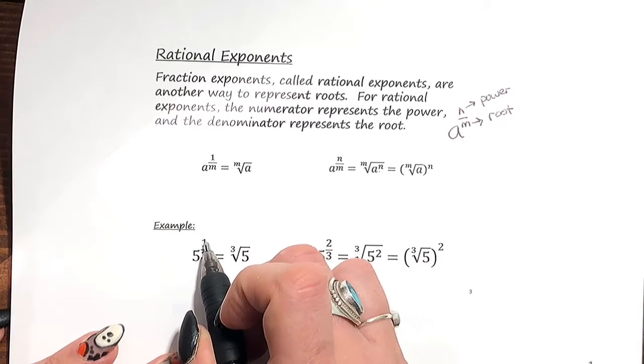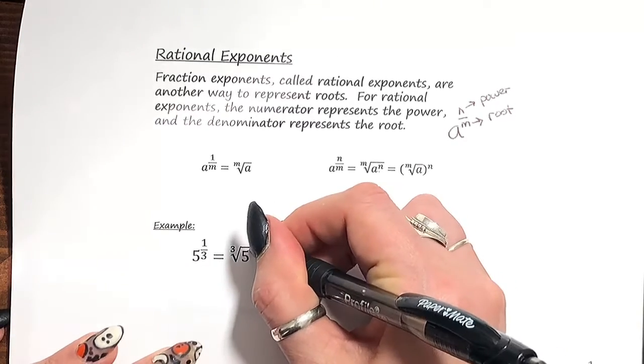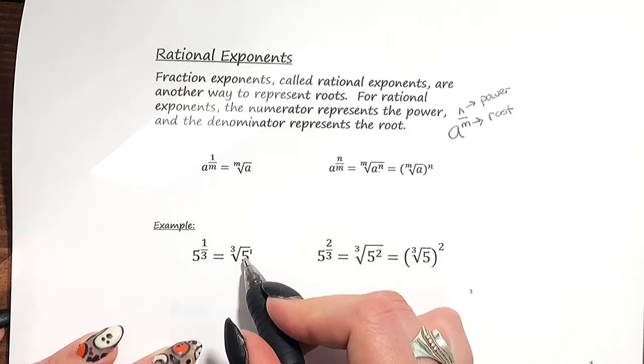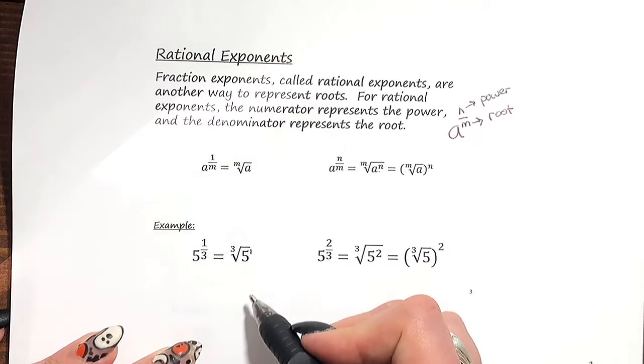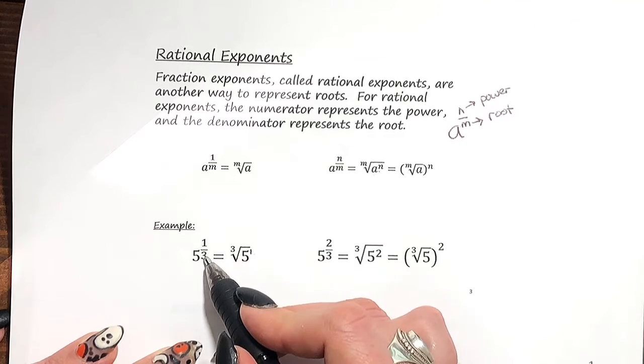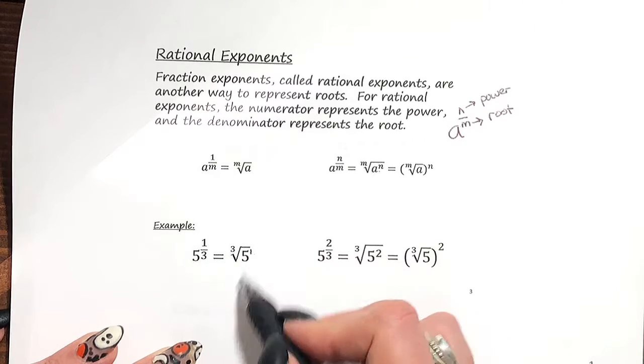Ones that have a 1 on the top, that's like a power of 1, but you don't really need to write the power of 1. So remember, the top number is your power. So you'd have 5 to the power of 1, which is just 5. And then here the 3 is saying it's going to be a cube root.